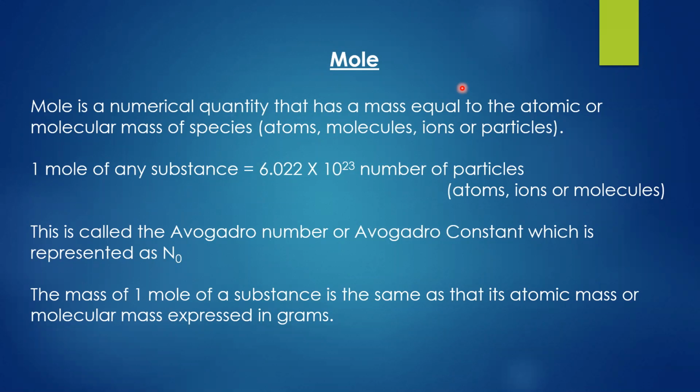Mole is a numerical quantity that has a mass equal to the atomic or molecular mass of species: atoms, molecules, ions or particles. That is, mole is equal to given mass upon molar mass. Hence, 1 mole of any substance is equal to 6.022 into 10 raised to 23 particles. That means it can be atoms, ions or molecules. This value comes from Avogadro's constant, also called the Avogadro number, which is represented as N naught, or many times you will find it as N capital A. Both are correct. The mass of 1 mole of a substance is the same as its atomic mass or molecular mass expressed in grams.